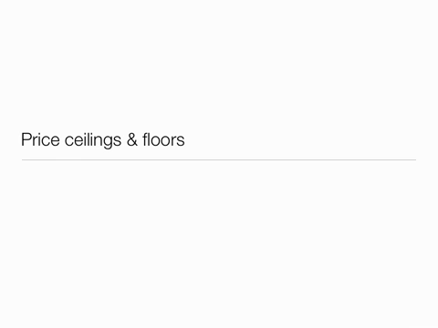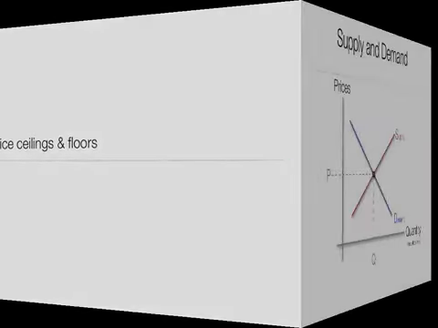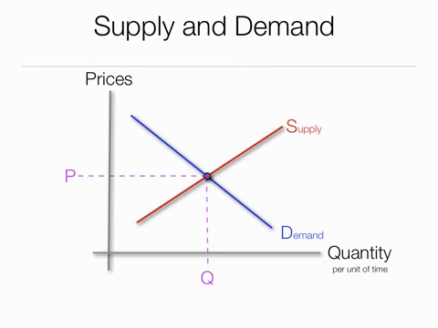Price ceilings and price floors. We've been talking about the old supply and demand model. It looks something like this. The supply is in red, demand's in blue. Equilibrium prices are in purple. Makes sense, right?